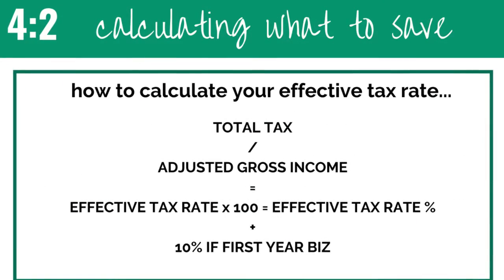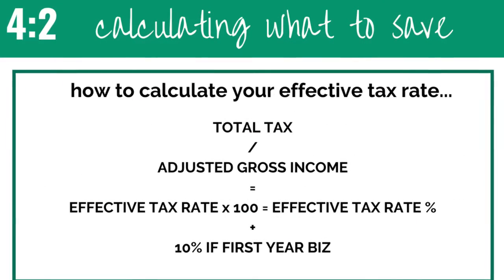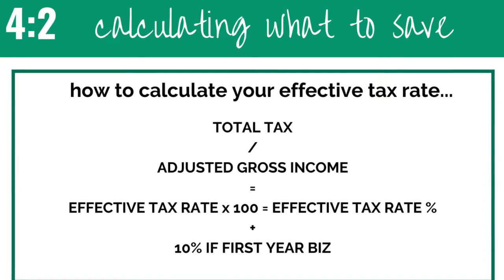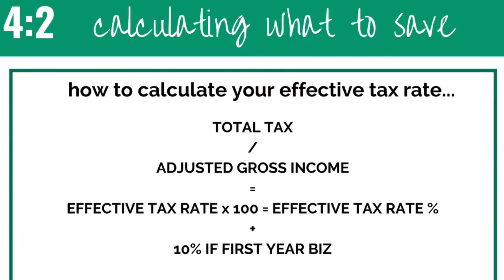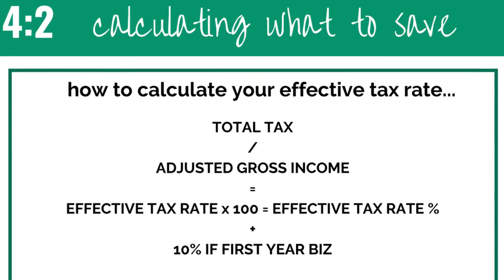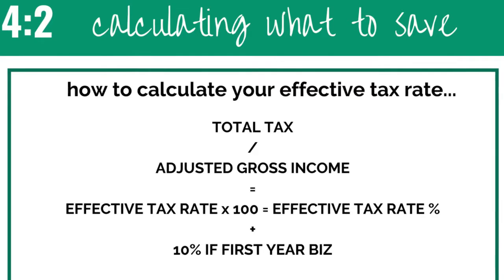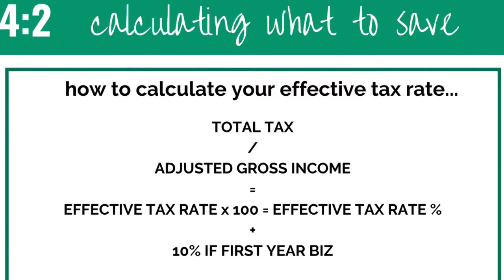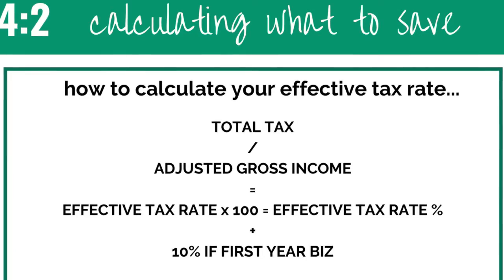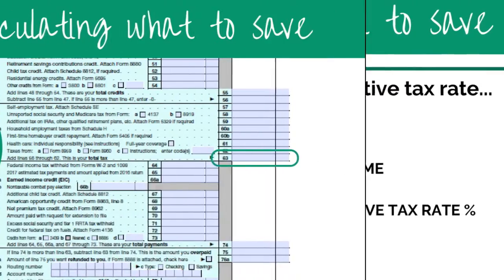So calculating your effective tax rate is really pretty simple. Here's the calculation. Total tax divided by your adjusted gross income equals your effective tax rate. Multiply that by 100 and that gives us the percentage. Keep in mind, if it's your first year in business, I want you to add 10% to whatever you end up with in this calculation. And that's to cover self-employment tax, which you don't need to worry about right now. Just add 10% if this is your first year.